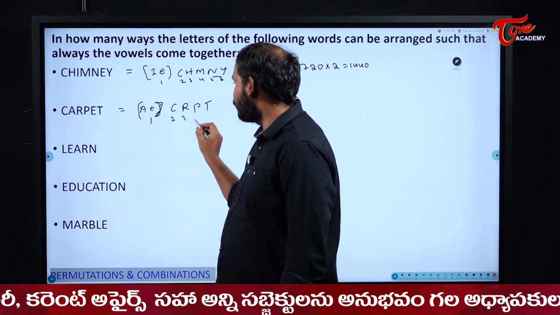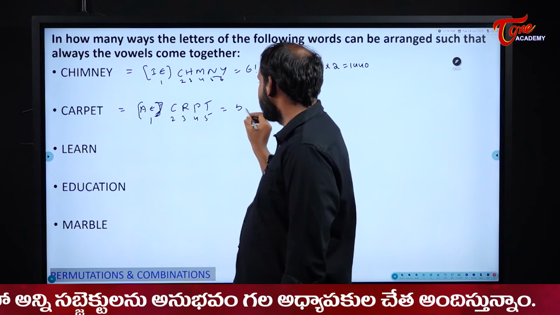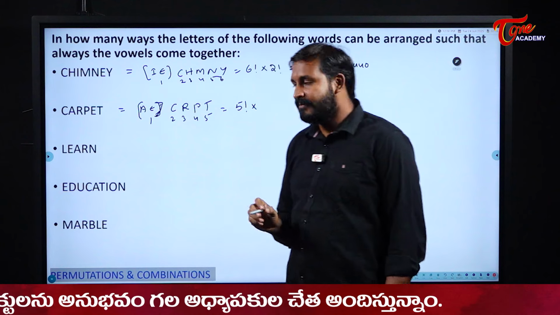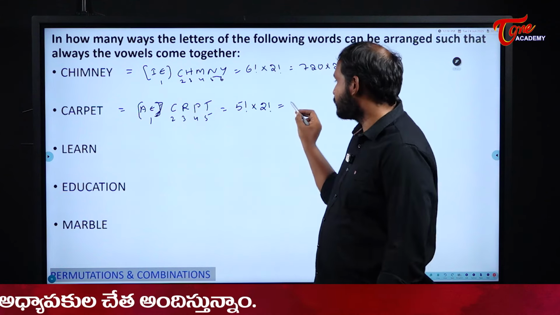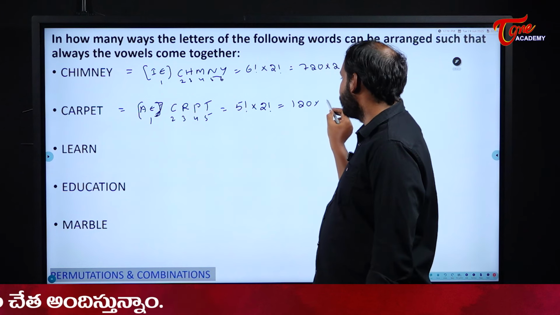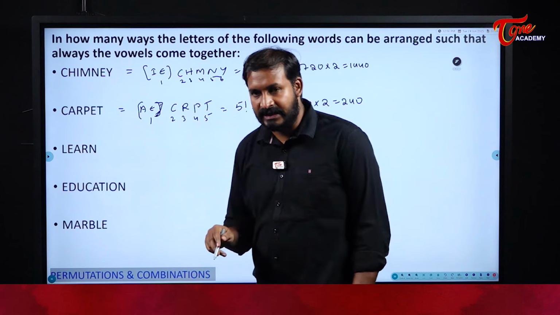So what happens to this? 1, 2, 3, 4 and 5. These are 5 factorial into, and A and E can be written in 2 factorial ways. So 5 factorial is 120 into 2, it will become what? 240. It becomes 240.